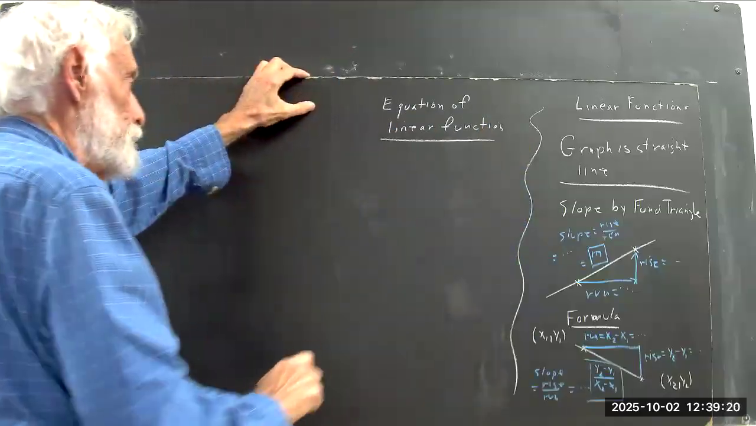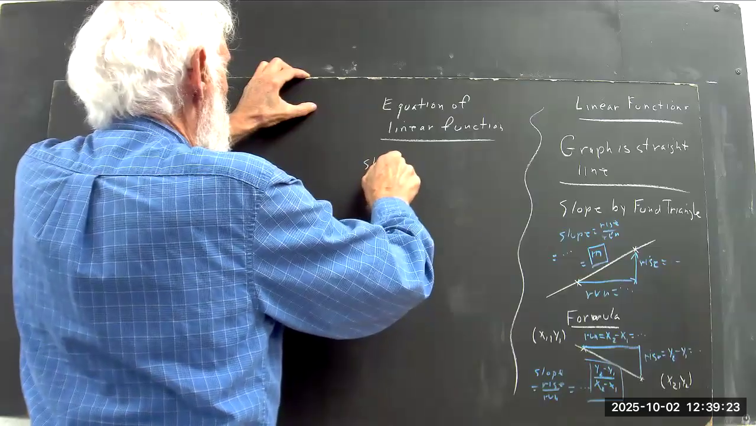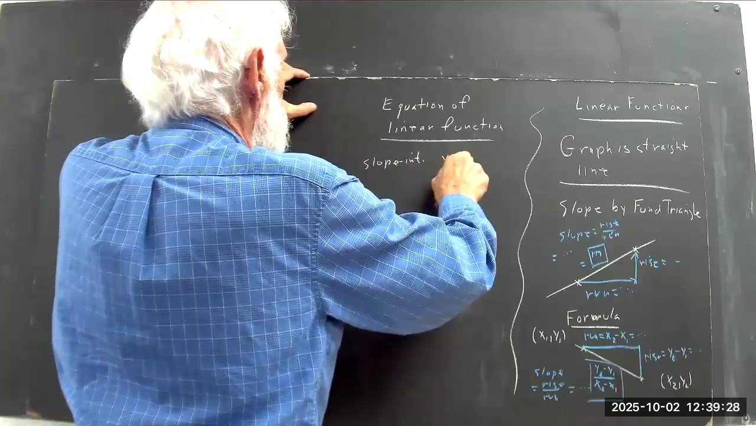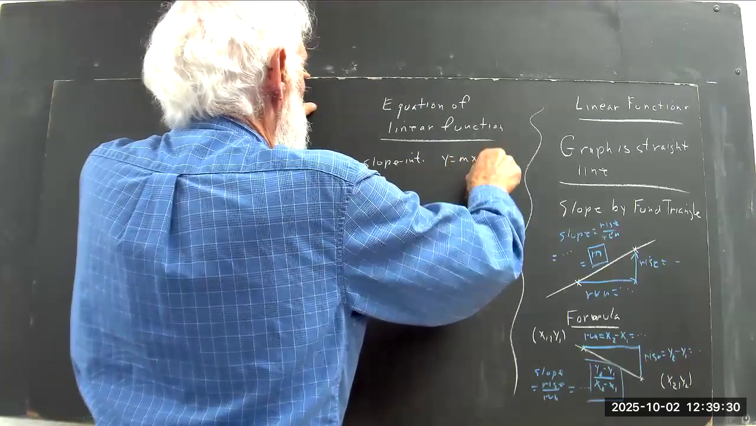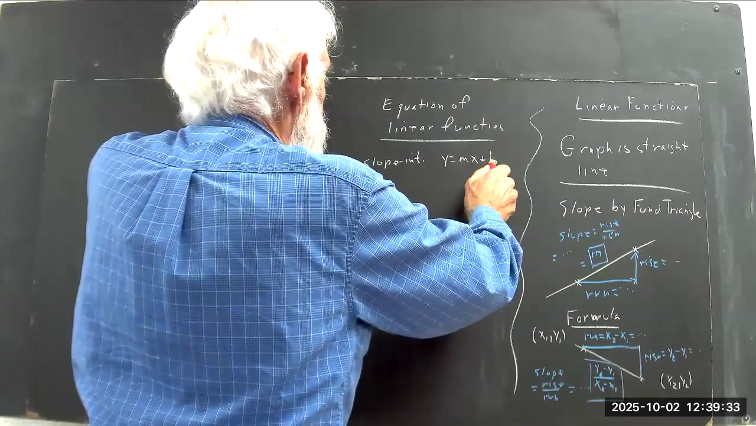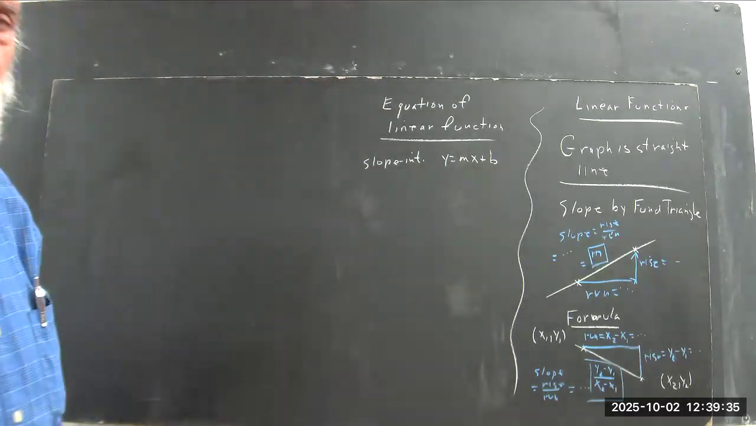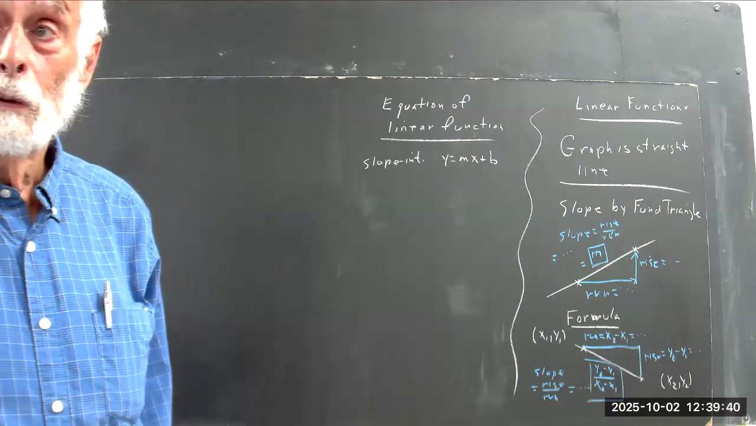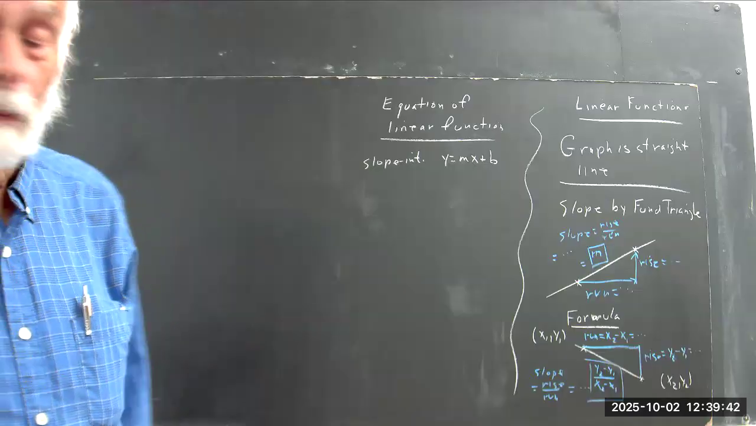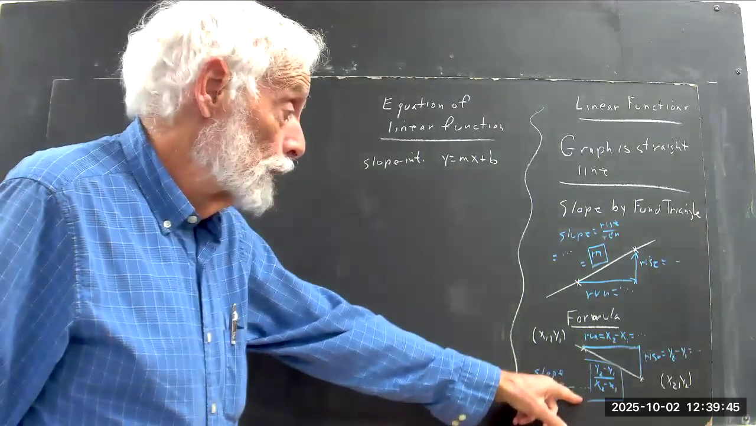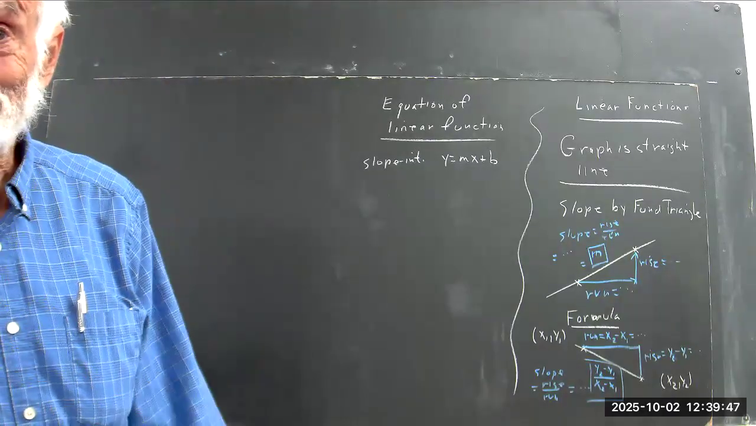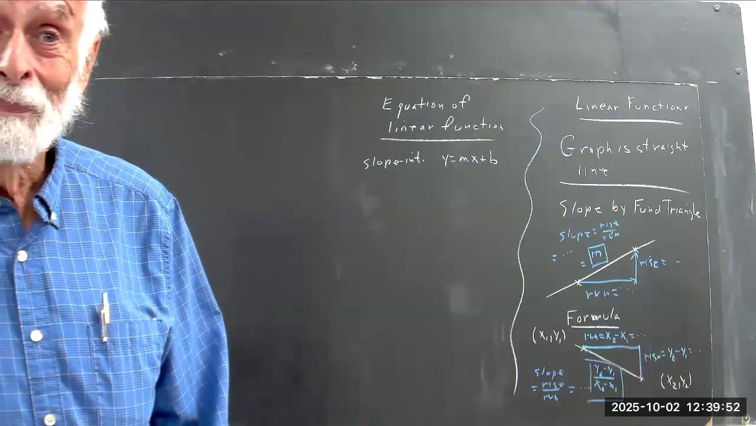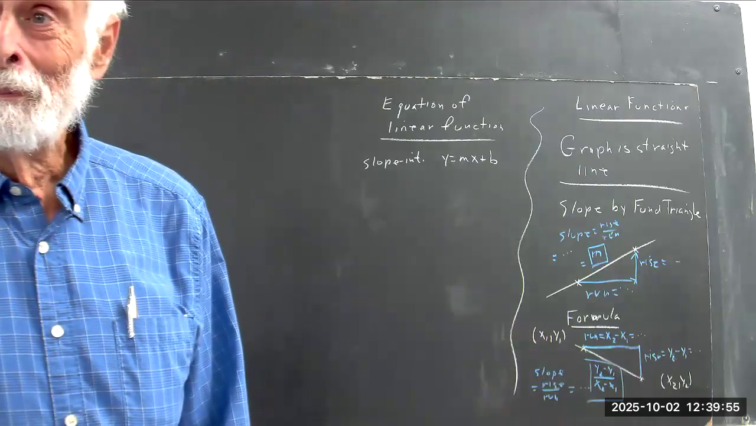Now, the equation of a linear function. Slope intercept form is y equals mx plus b. And that's the primary form that we're going to use. There are other forms. You're welcome to learn what those forms are. I mean, you could replace m by y2 minus y1 over x2 minus x1 if you want a formula for something that you don't need a formula for, if you know what a fundamental triangle is.